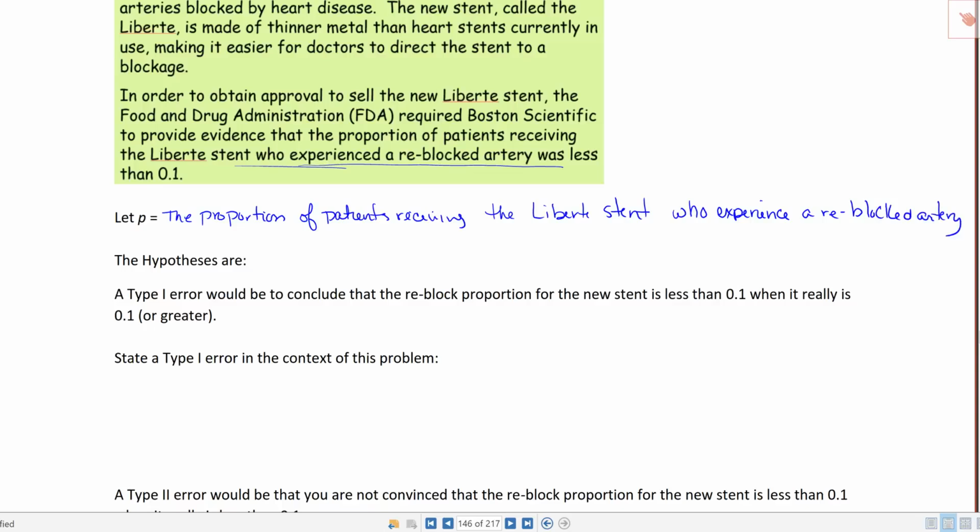Okay. So our hypotheses would be that the null hypothesis is that the proportion of the population would be 0.1. The alternative hypothesis would be that the proportion is less than 0.1.